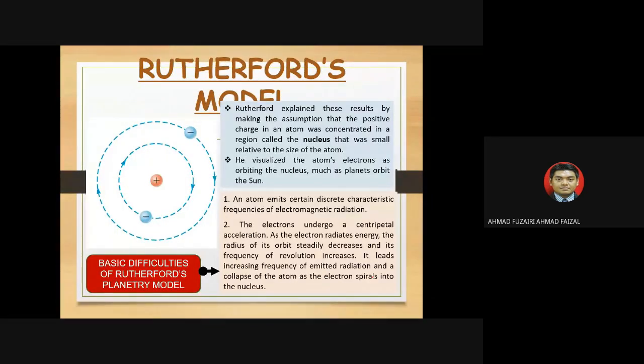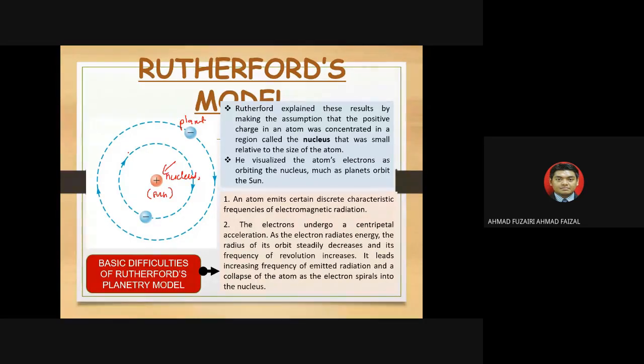Rutherford explained these results by making the assumption that the positive charge in an atom was concentrated in a region called the nucleus. So basically this is the nucleus, which was small relative to the size of the atom. He visualized the atom's electrons as orbiting the nucleus, much as planets orbit the sun. So imagine this one as the sun and this one as a planet, orbiting the sun.